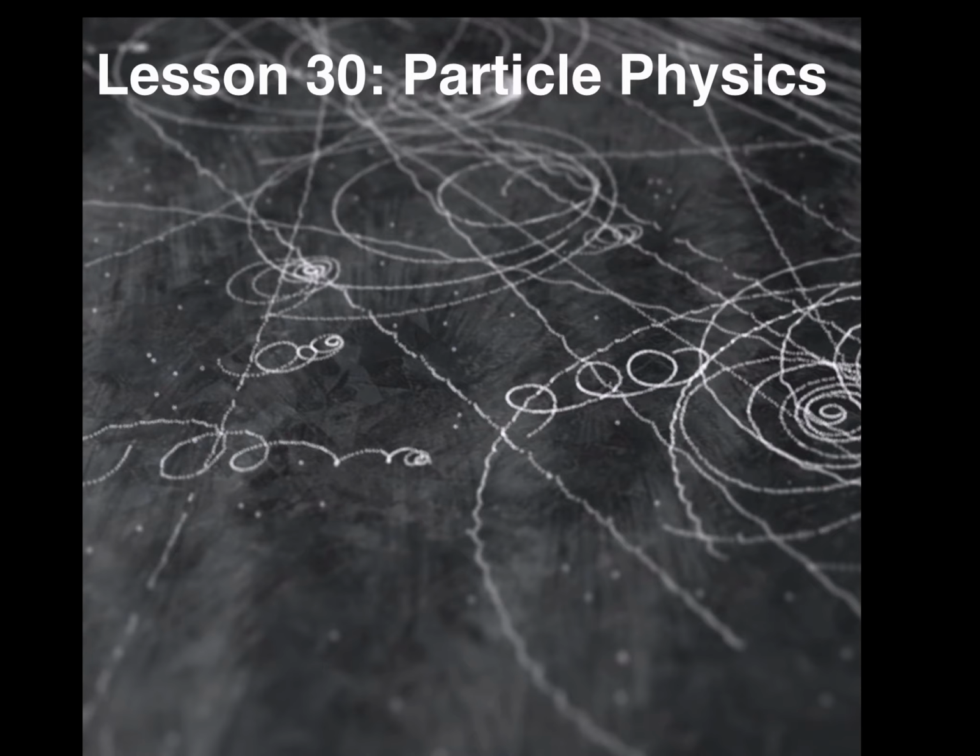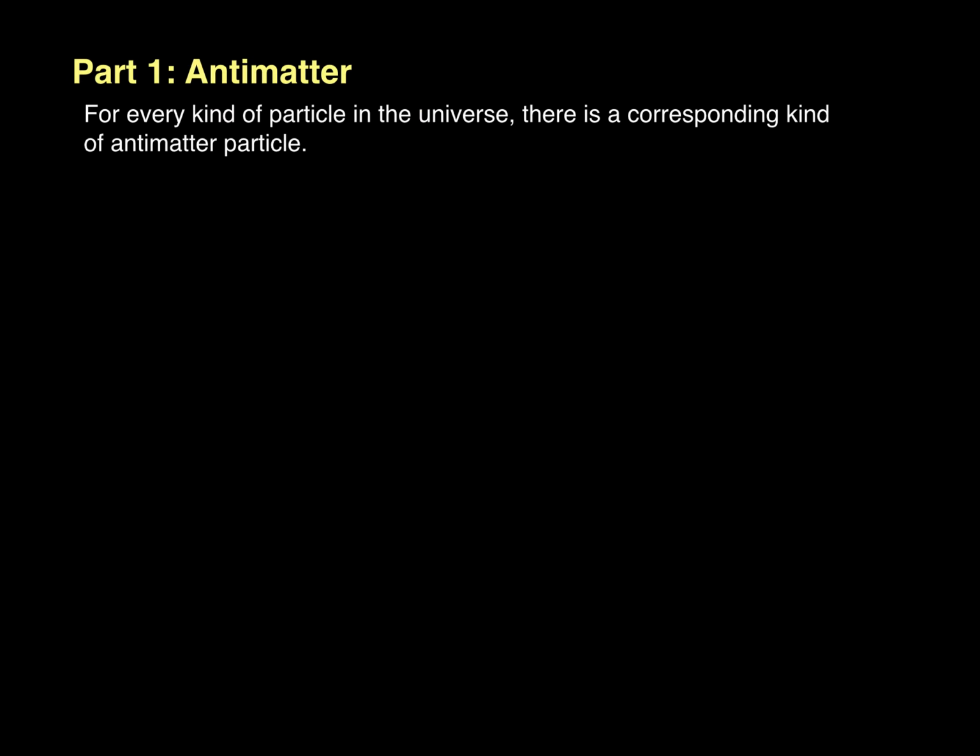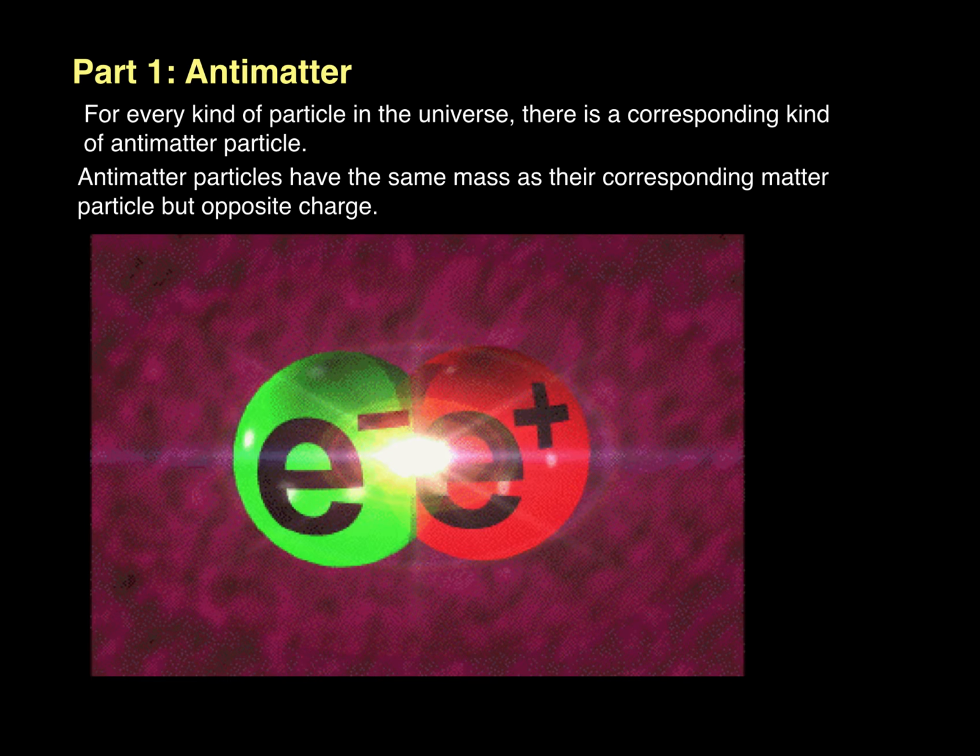Lesson 30, Particle Physics. Part 1, Antimatter. For every kind of particle in the universe, there is a corresponding kind of antimatter particle. Antimatter particles have the same mass as their corresponding matter particle, but opposite charge. For example, the electron and the positron have the same mass, but the electron has negative the elementary charge, and the positron has positive the elementary charge.